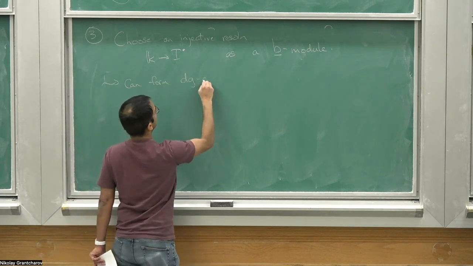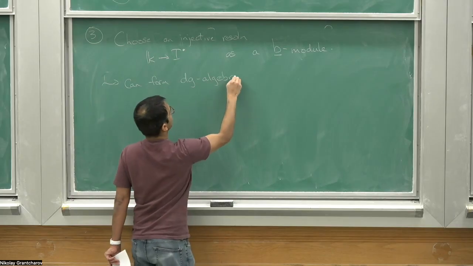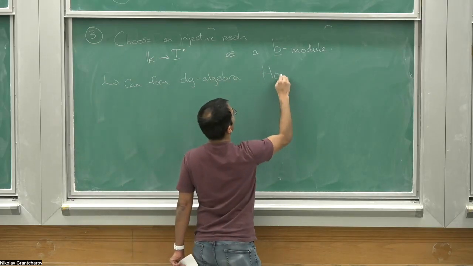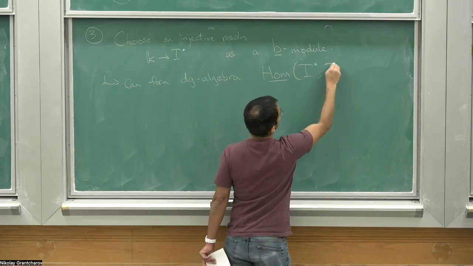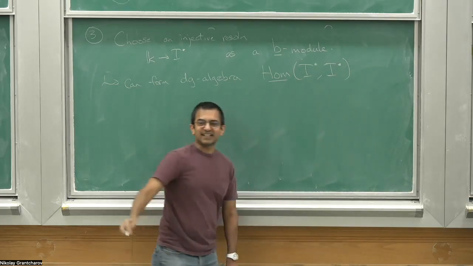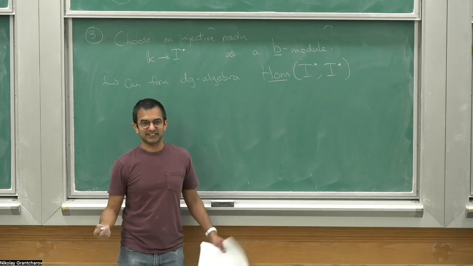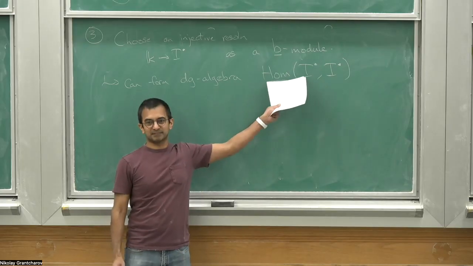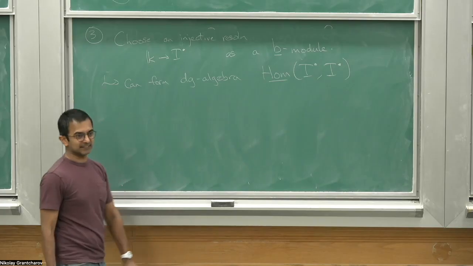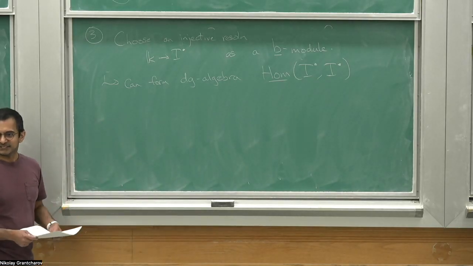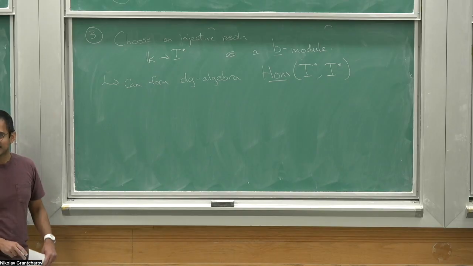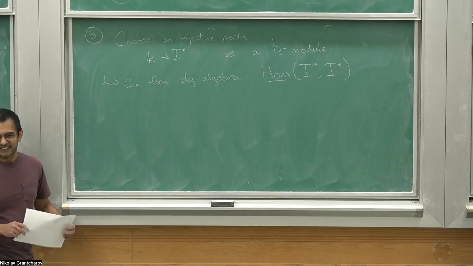And so when you have this explicit injective resolution, you can form the DG algebra. I'm going to write it as Hom underline. I think the underline is just to tell you that I'm not just taking a vector space. I'm taking some kind of chain complex Hom, and it's a DG algebra.